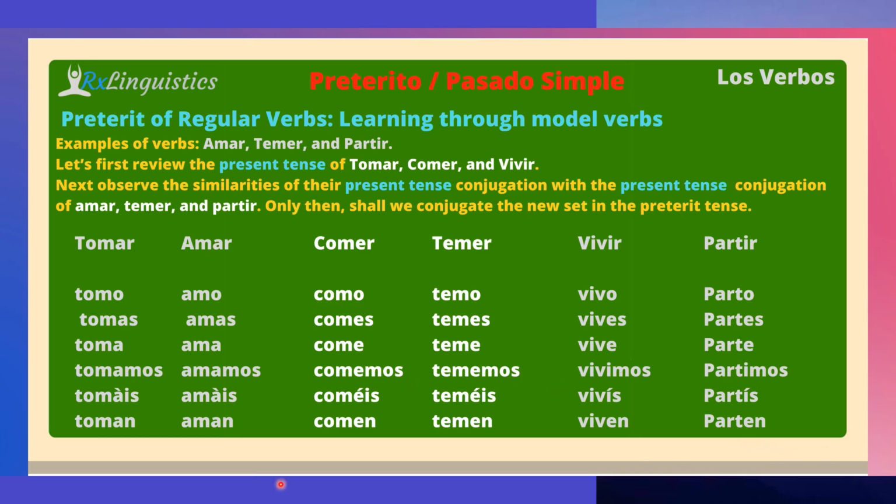So you can pause, take note of these six verbs: Tomar, Amar, Comer, Temer, Vivir, and Partir, and review them later. When you see them, you will recognize them, and you can also use them as models for regular verbs that have the same pattern.